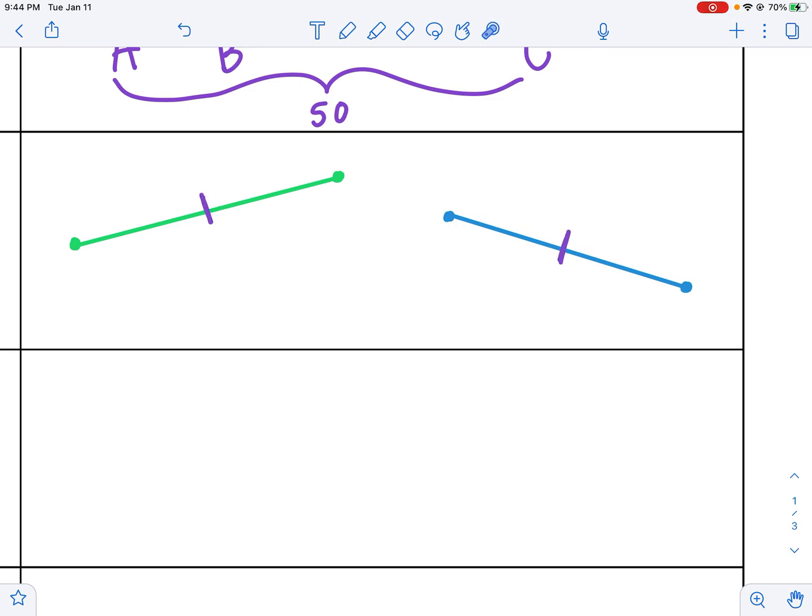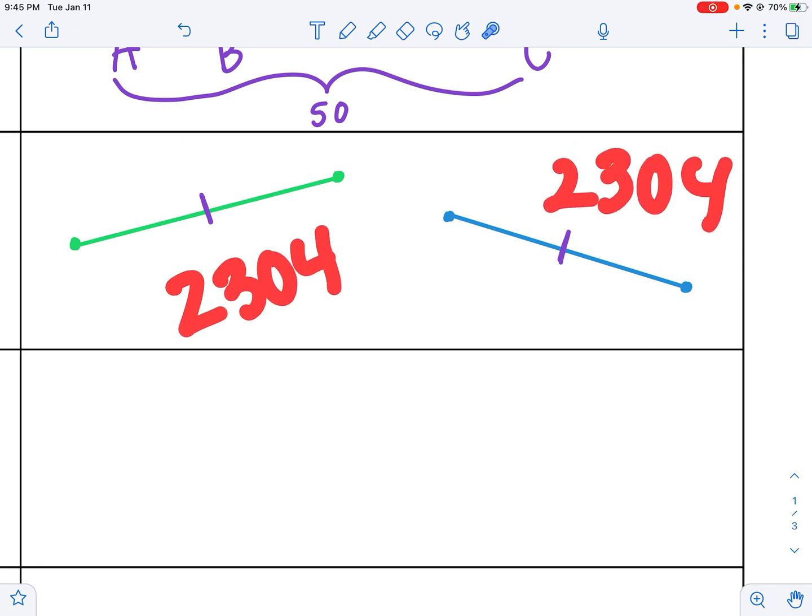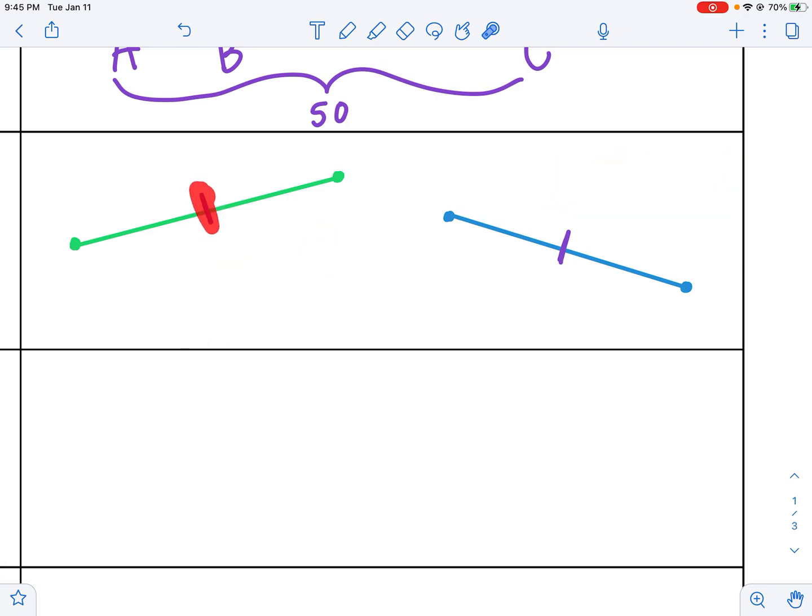Now, what that means is if one is 5, the other one is 5. If one is 6, the other one is 6. If one is 2,304, the other one should be 2,304. We know that because of this symbol right there, that tick.